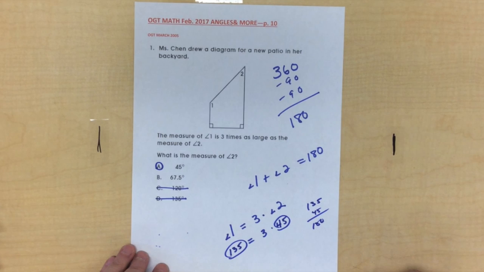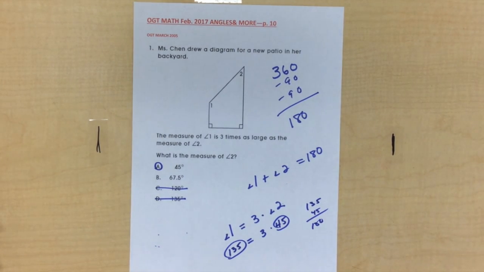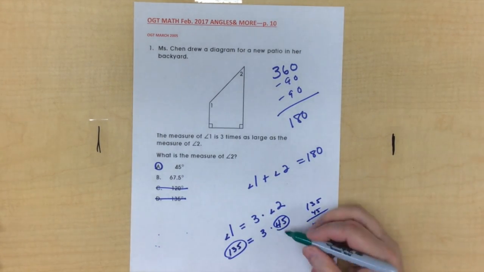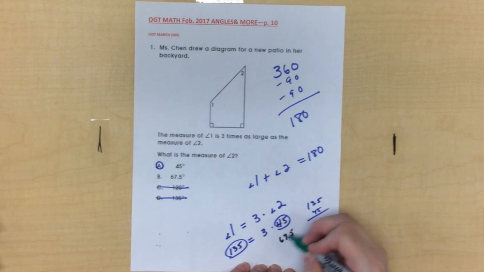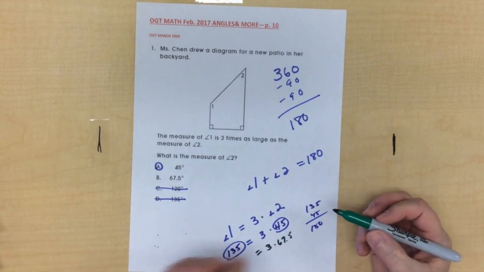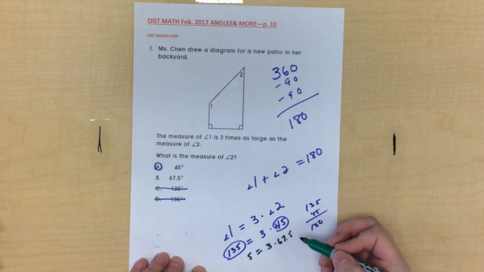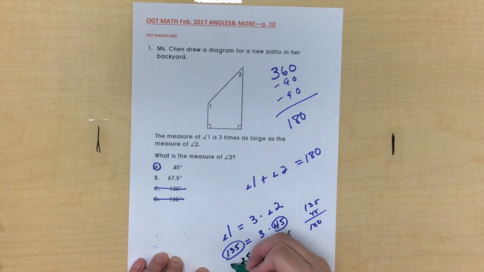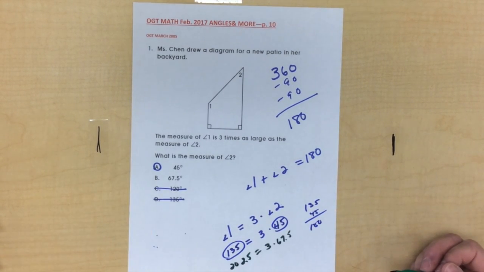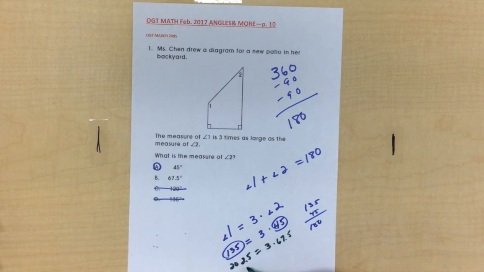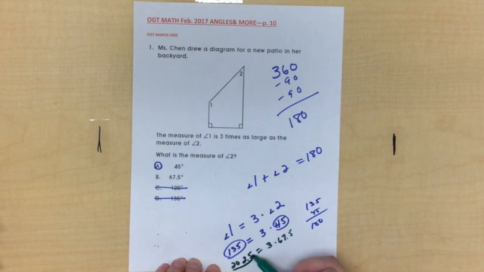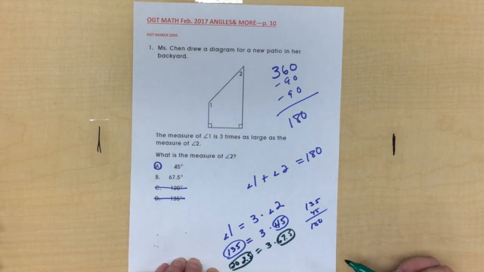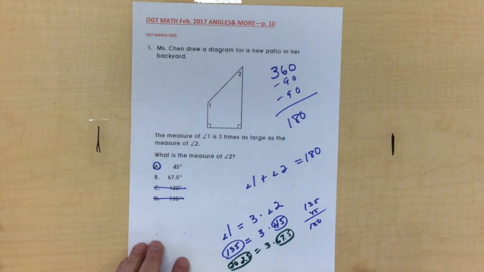I just want to double check though. I'm going to double check and show why it can't be 67.5. If angle 2 is 67.5 and I multiply that by 3, let's see, that's 15, carry 1, 2, carry 2, 18. That turns out to be 202.5 degrees. Notice that's already bigger than 180. But even if you tried to add 202.5 plus 67.5, again, that would be much larger than 180. So our answer again is A.